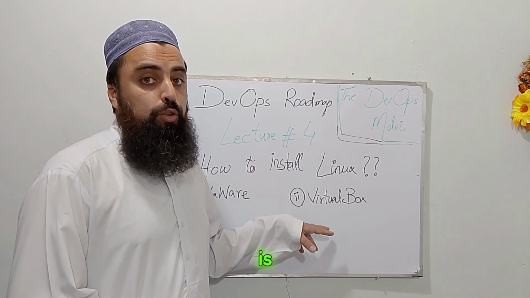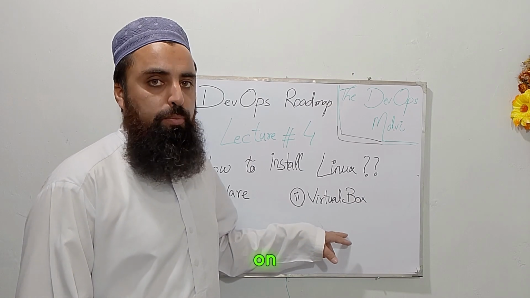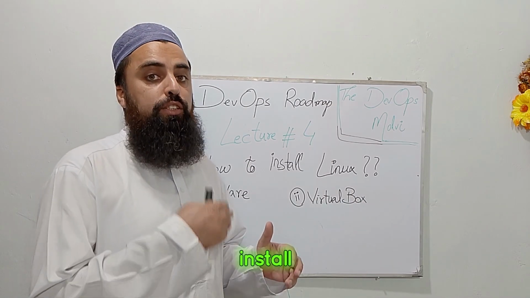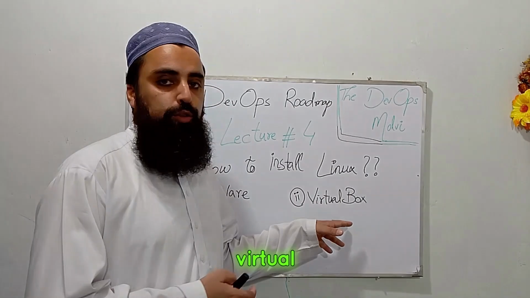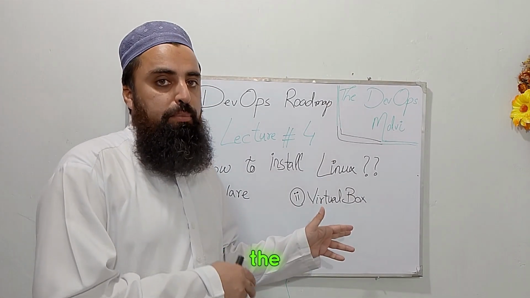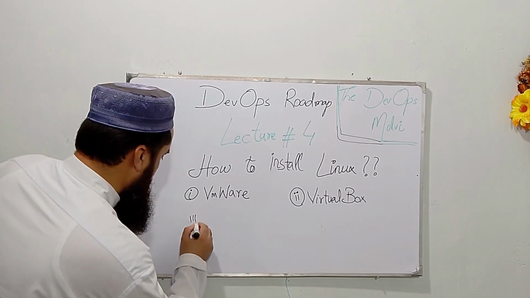The second method is to install VirtualBox on your machine, and then we can install Linux on our VirtualBox. We need to download the image for VirtualBox as well.